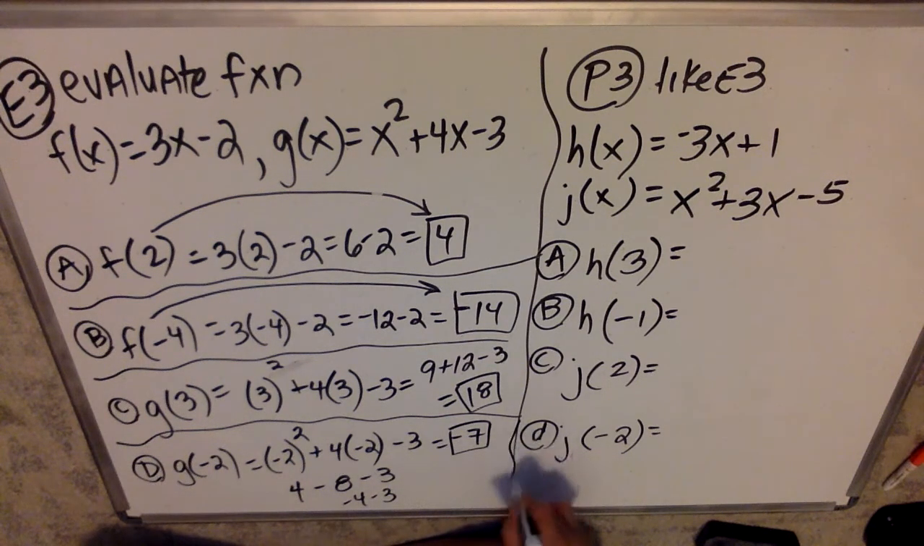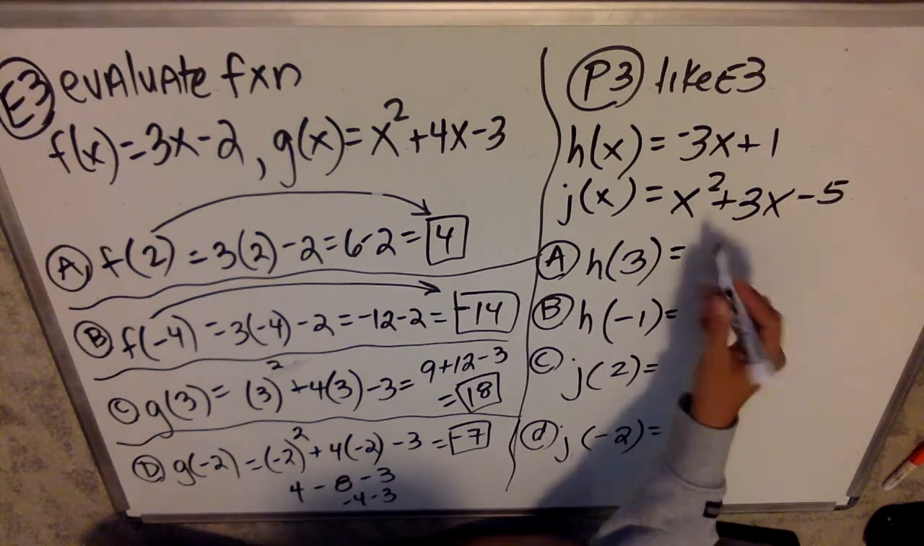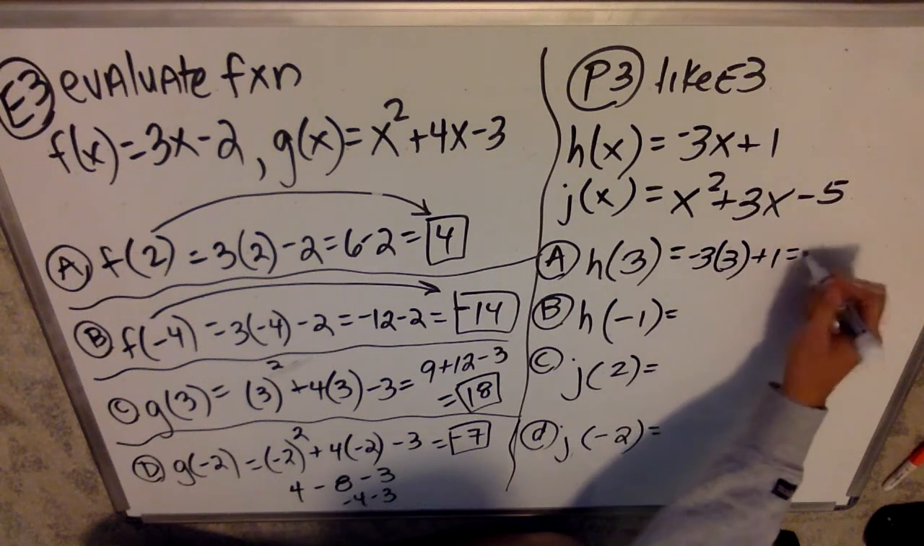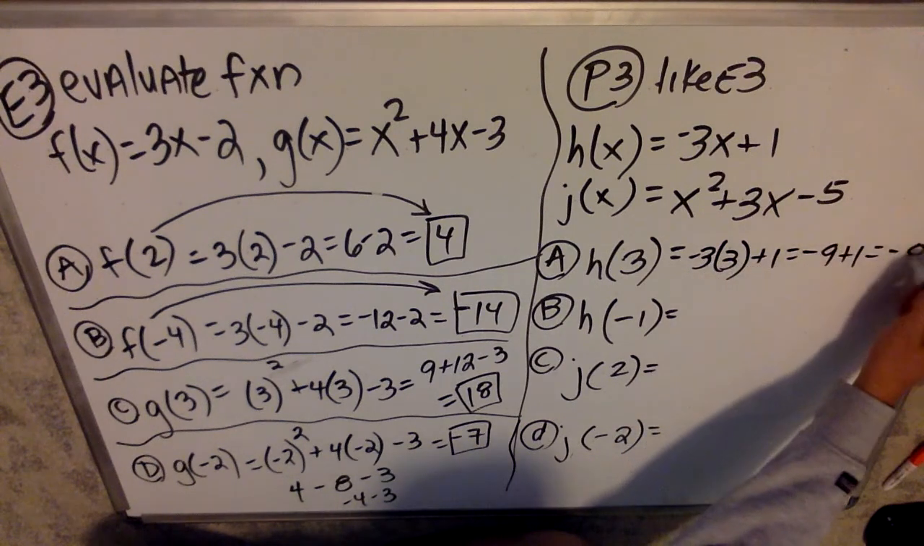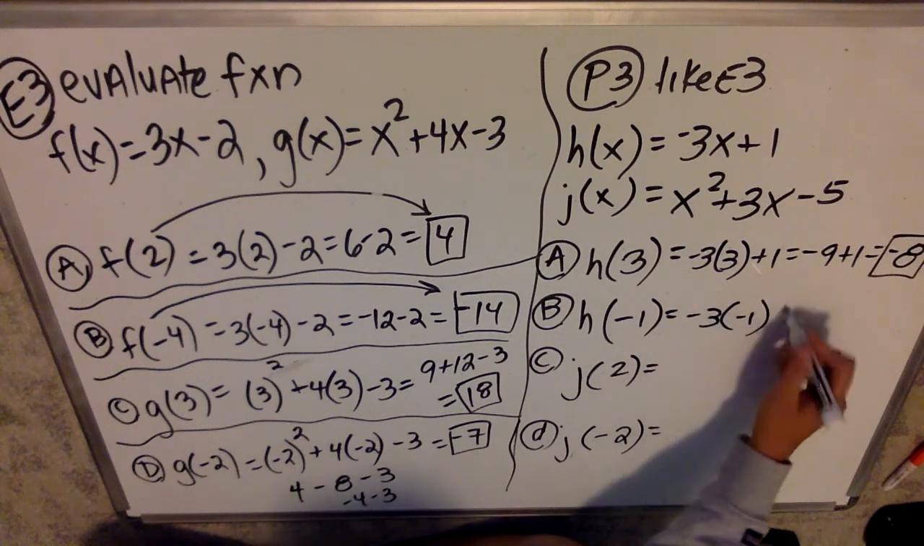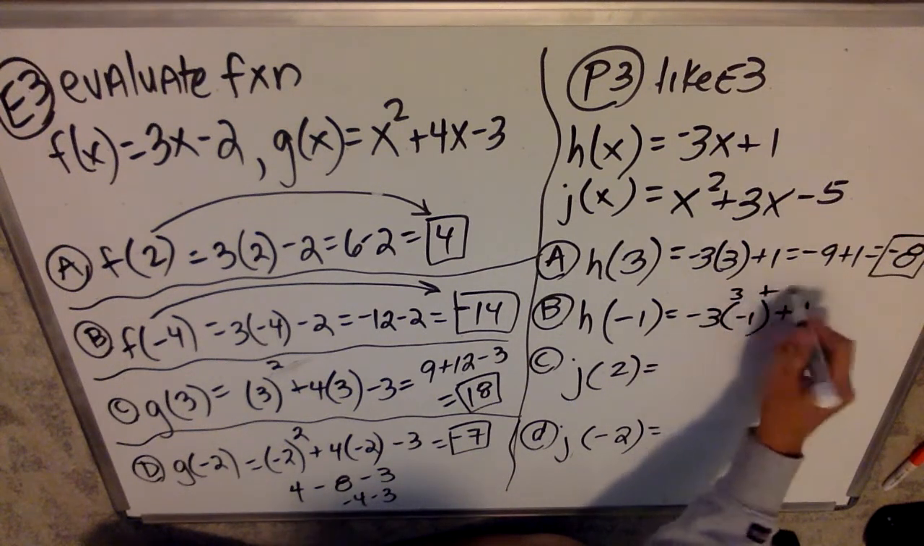Okay, so you can pause me if you want. I'm going to go ahead and walk through P3. So h of 3 should be negative 3 times 3 plus 1. So that's negative 9 plus 1, which is negative 8. H of negative 1 should be negative 3 times negative 1 plus 1. Well, I'm pretty sure that's 3 plus 1, so I get a 4.